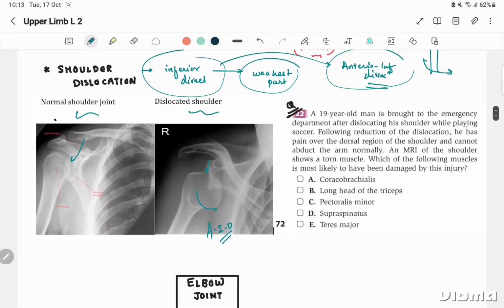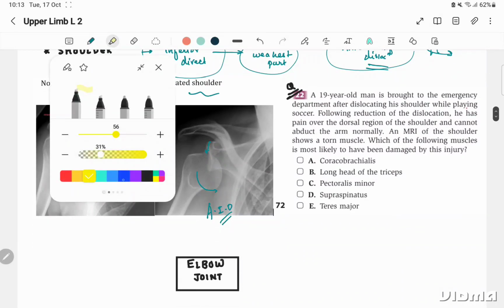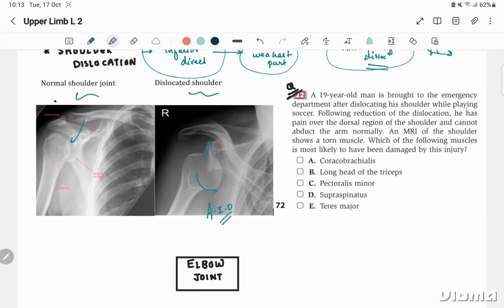Okay, then we have an applied question here from Gray's review. A 19-year-old man is brought to the emergency department after dislocating his shoulder while playing soccer. Following reduction of the dislocation, he has pain over the dorsal region of the shoulder and cannot abduct the arm normally. Okay, the abductors are problematic here. The abduction is lost. MRI shows a torn muscle. Which of the following muscles is likely to be damaged by this injury?